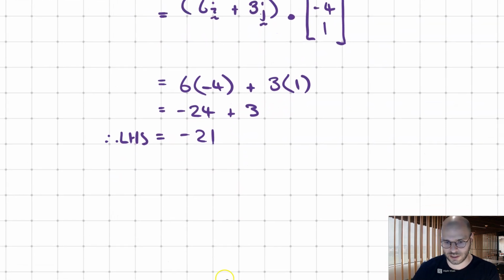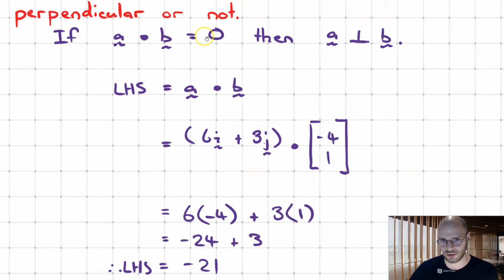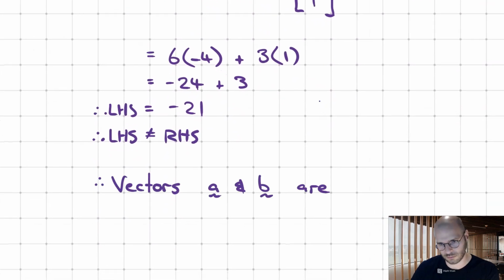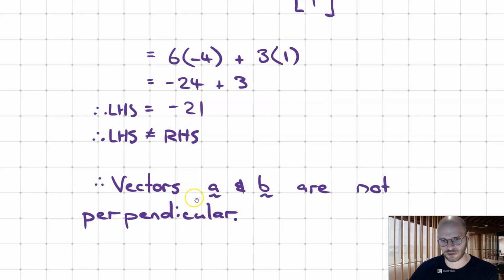which is not equal to the right-hand side because remember, the right-hand side we were expecting it to be 0. So the left-hand side does not equal the right-hand side. And because this statement over here is not true, we therefore know that vectors A and B are not perpendicular. So this is our result here.